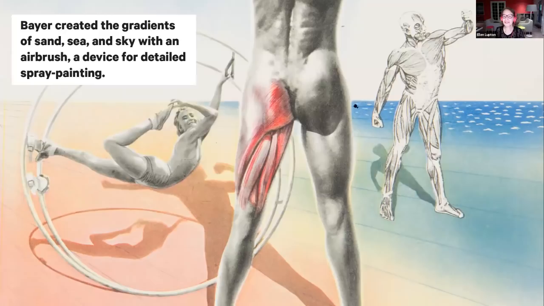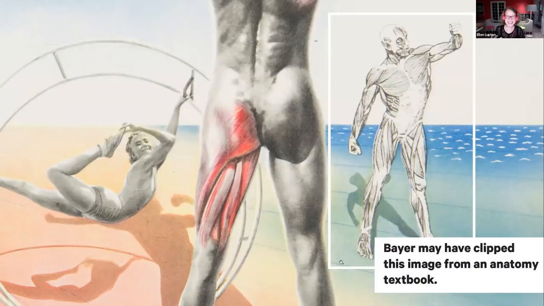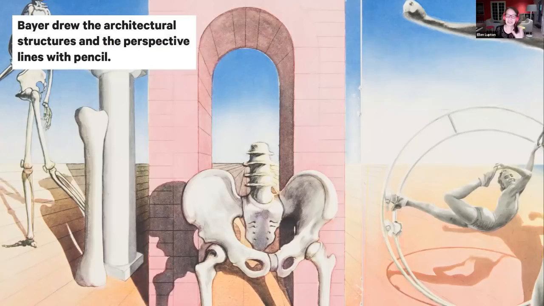And the colors in the background, he airbrushed. And that's this machine. It's kind of like a spray paint, but it is very precise, takes a lot of skill to use. And this is an airbrush in use in an ad agency in Berlin at the time. And so he created these kind of surrealist landscapes using hand coloring. So it's photomontage, but now it's taken to this new level.